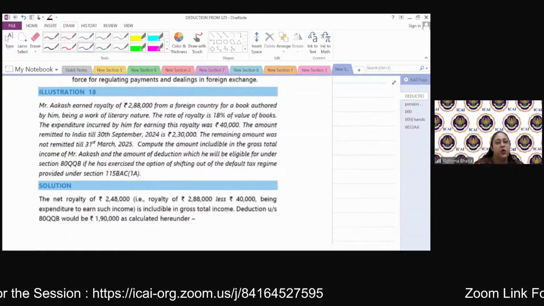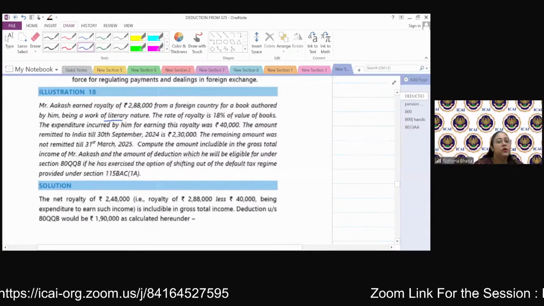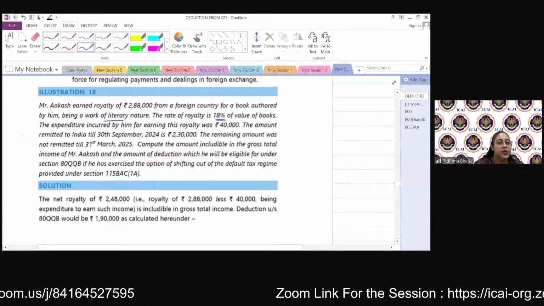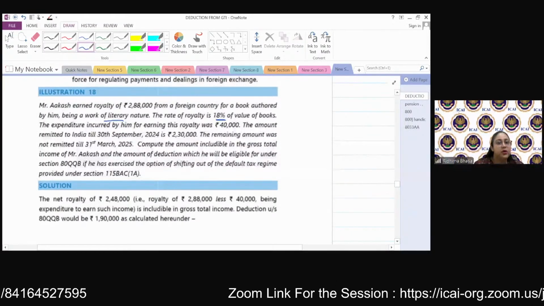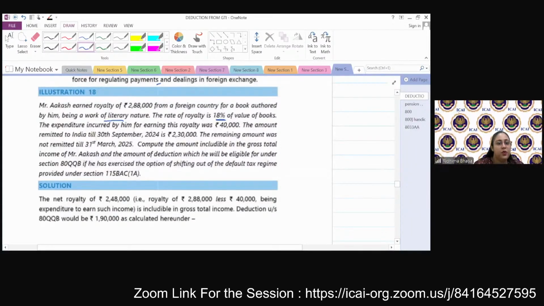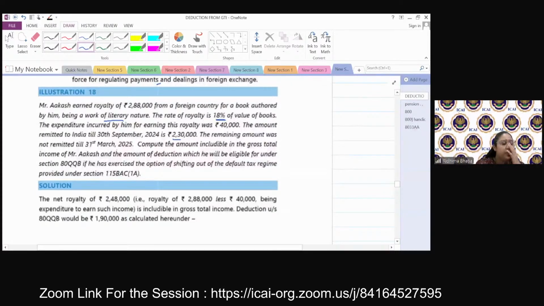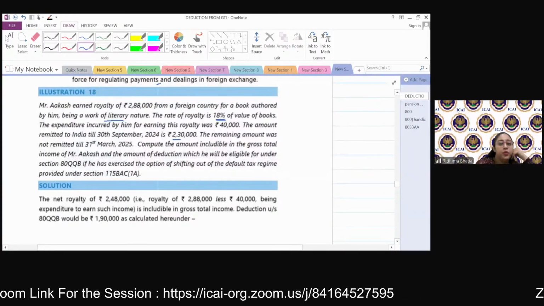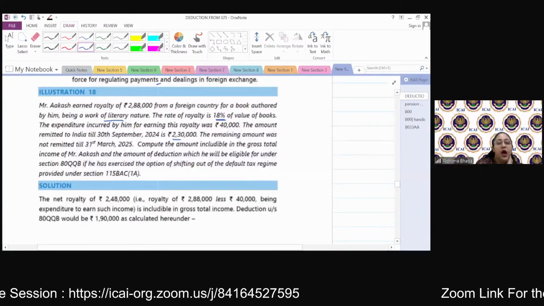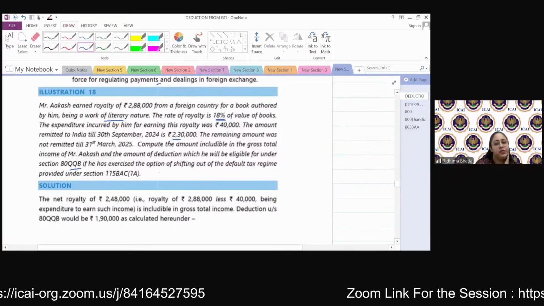Akash earned a royalty of 2,88,000 from a foreign country for a book authored by him, being a work of literary nature. The rate of royalty is 18% of the value of books. The expenditure incurred by him earning this royalty was 40,000. The amount remitted in India till 30th September is 230. The remaining amount was not remitted until 31st March 25. Compute the amount included in the gross total income and the amount of deduction which he is eligible for under section 80QQB, provided he has opted for 115BAC.